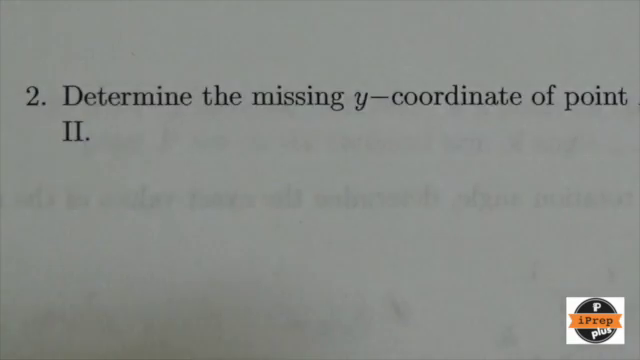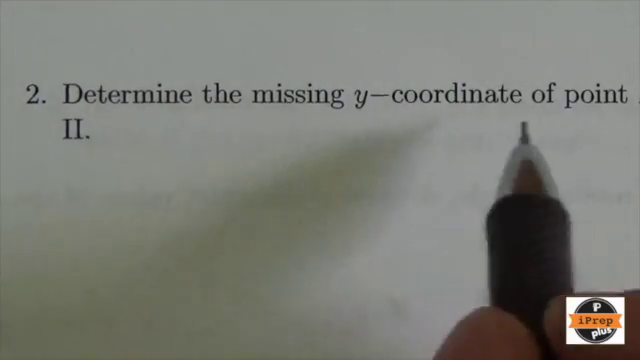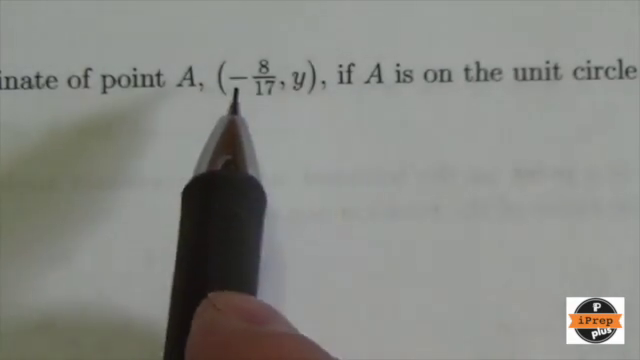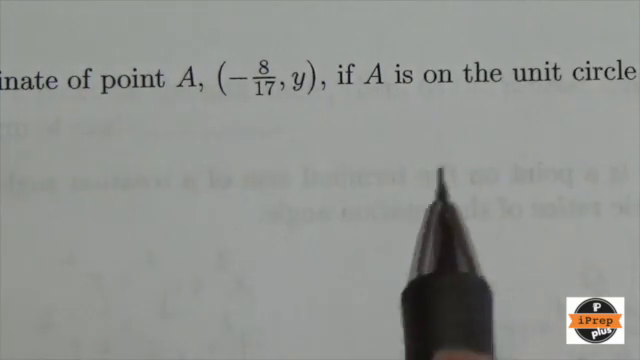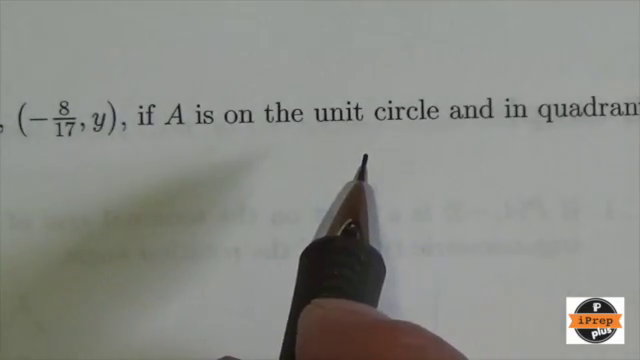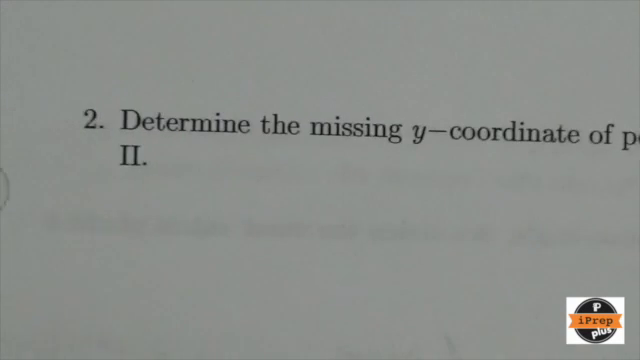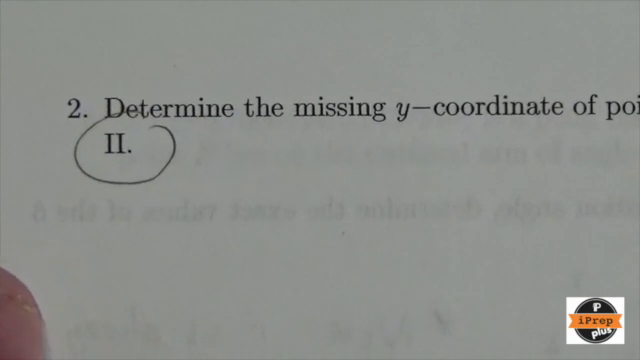Determine the missing y coordinate of point A, negative 8/17, y, if A is on the unit circle and is in quadrant 2. So what you want to do when you get a question like this is make sure you've read everything. We want to determine the missing y coordinate of that point there, A. So my x coordinate is negative 8/17, and my y coordinate is the unknown here. But they give us a little bit more information, and you'd be missing out if you didn't continue to read this. So first of all, we know that this is going to be on the unit circle, and we're told specifically that we're in quadrant 2. So there's obviously some information that we're being given there that we need to pay attention to.